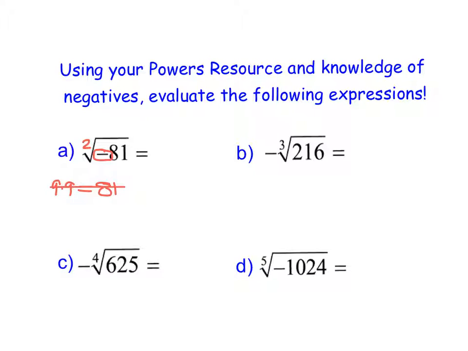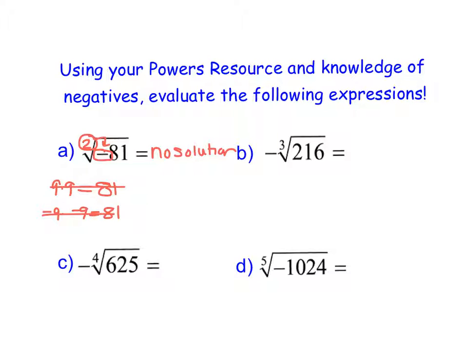So I know it's not a positive 9. And I also know that it can't be a negative 9 because it becomes a positive. Remember, an even root with a negative number on the inside isn't possible. Nothing squared, nothing times itself will give us a negative 81. So here we have no solution.